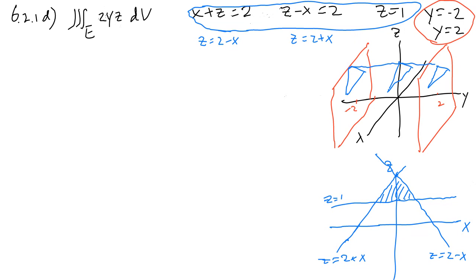And now I see that, okay, what does it look like? It's going to be this triangular region stretched out between the planes y is -2 and y is 2. So I think this is the most convenient way to do it. Of course, you can also draw just all the planes in 3D, and then you should arrive at the same answer.